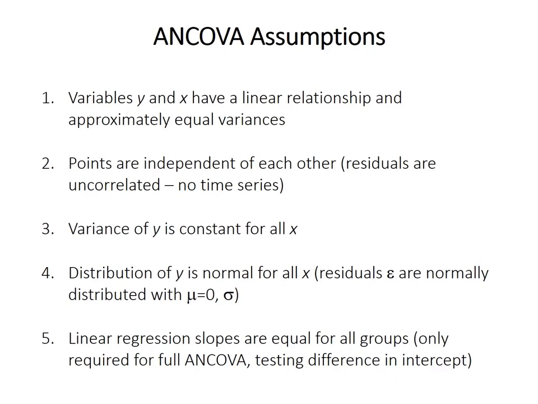So ANCOVA has all the linear regression assumptions. The first four are the same assumptions that you would have seen in the linear regression video, but it also has a further requirement that the linear regression slopes have to be equal for all of the groups, or all the levels in the factor. That's if you want to do the whole thing. You can definitely test for significant differences in the slope as the first part, but you can only test for differences in intercept in the second part if the slopes don't differ significantly.